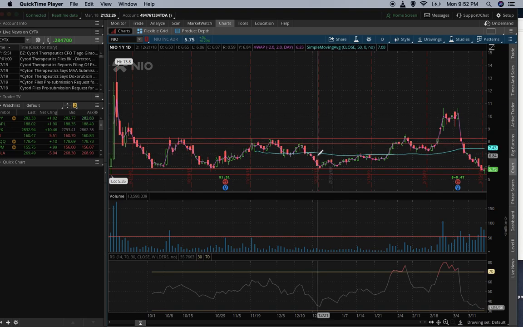All right, so I just have the chart of ticker NIO. Simple oversold pattern. Going to swing trade for the next week or so. Mapped out some key support levels and resistance.